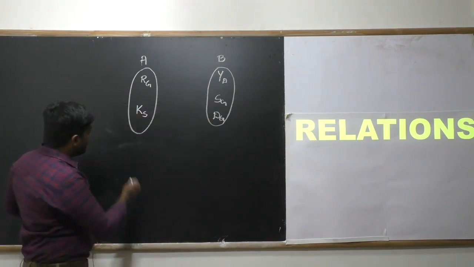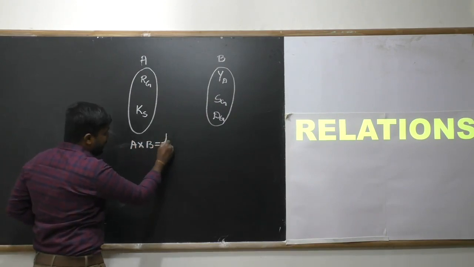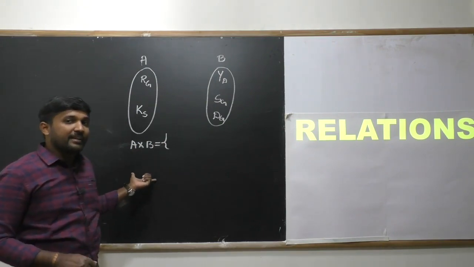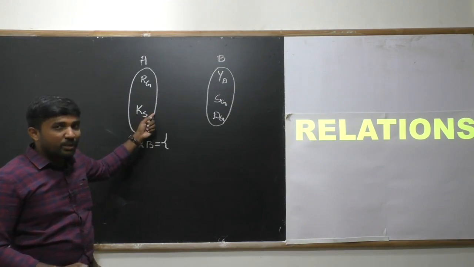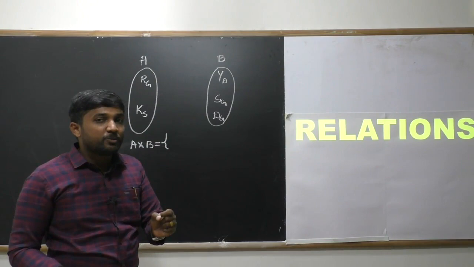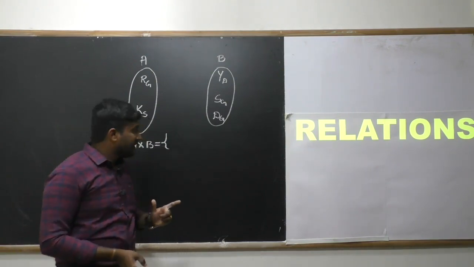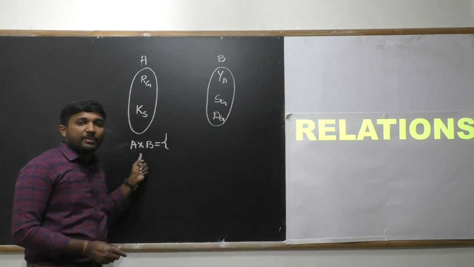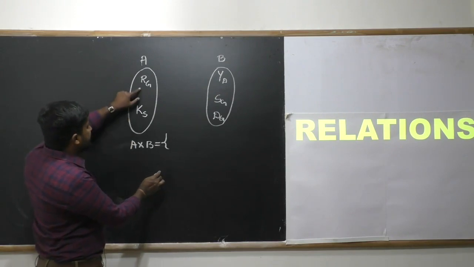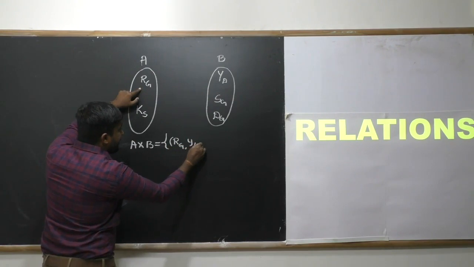Before that, please tell me what is A cross B, the cross product of two sets A and B. We all know how to find the cross product between two sets. How many elements will be there in A cross B? Here A contains two elements, B contains three elements. Thus, the number of elements in A cross B is 2 into 3, that is 6 elements. Correct? Now we have to write all the 6 elements of set A cross B. What are the elements? Please tell me, dear students. First element is the ordered pair RG, YD.